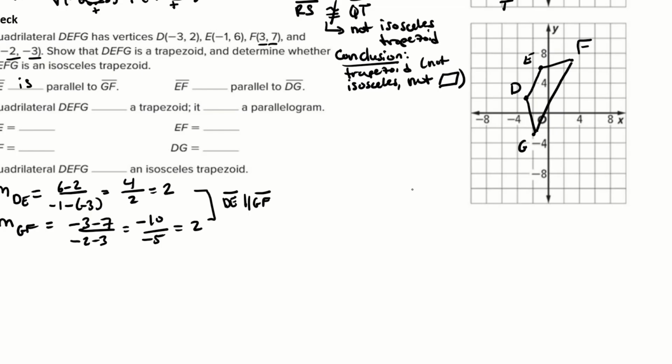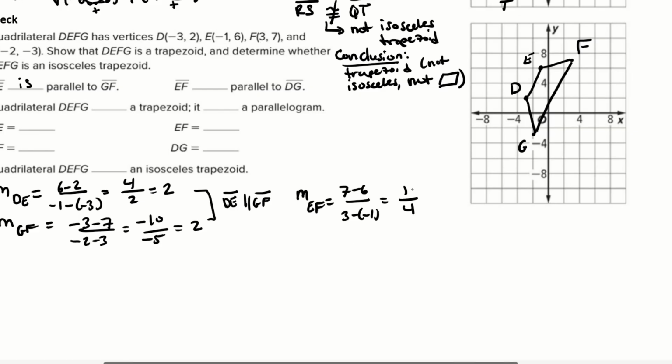All right, so let's look at EF. So the slope of EF, okay, we got the y coordinates over the difference in the x coordinates, so 3 minus negative 1, so we got 1 over 4, all right? And then let's do the slope of DG, 6 minus 2. Oh, wait, it's DG, sorry.